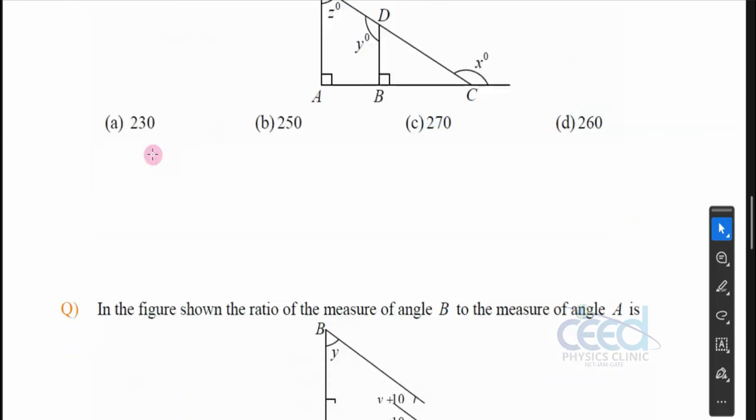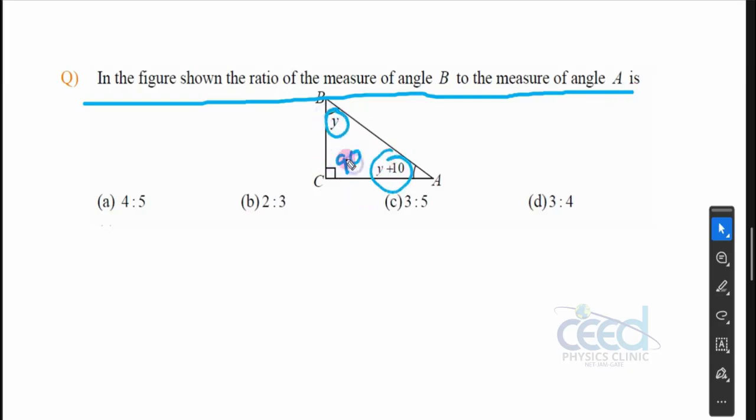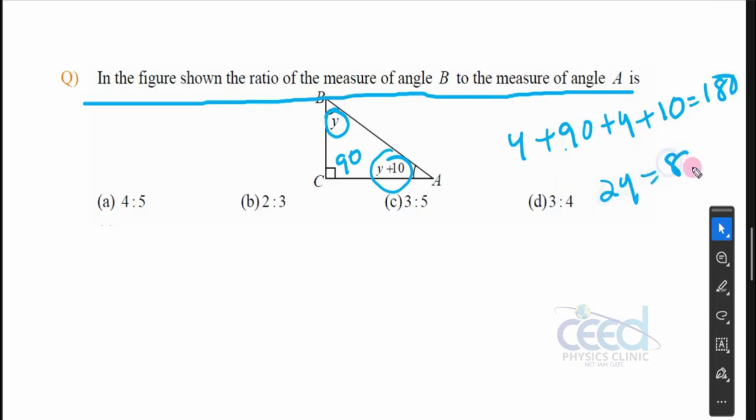Now let us go to another question. The question is, in the figure shown, what is the ratio of the measure of angle B to that of angle A? So here this is y plus 10, this is y, and this is 90. The total angle sum is 180. So y plus 90 plus y plus 10 is 180. Then 2y is equal to 80, so y is equal to 40.